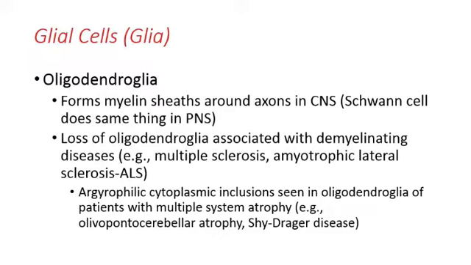Loss of oligodendroglia is often associated with what are called the demyelinating disorders, or various disorders that result in the actual loss of the myelin sheath. And these diseases would include things like multiple sclerosis or amyotrophic lateral sclerosis, or ALS, or Lou Gehrig's disease. Those actually involve loss of the oligodendroglia.